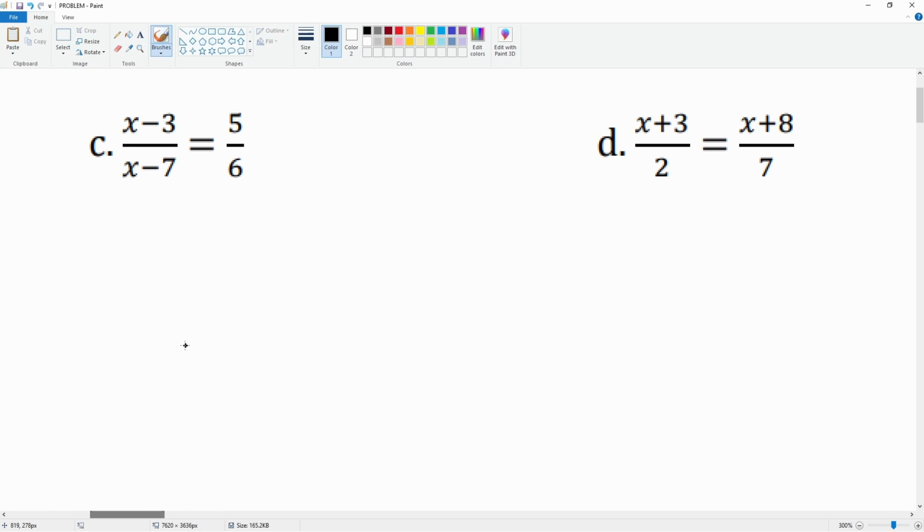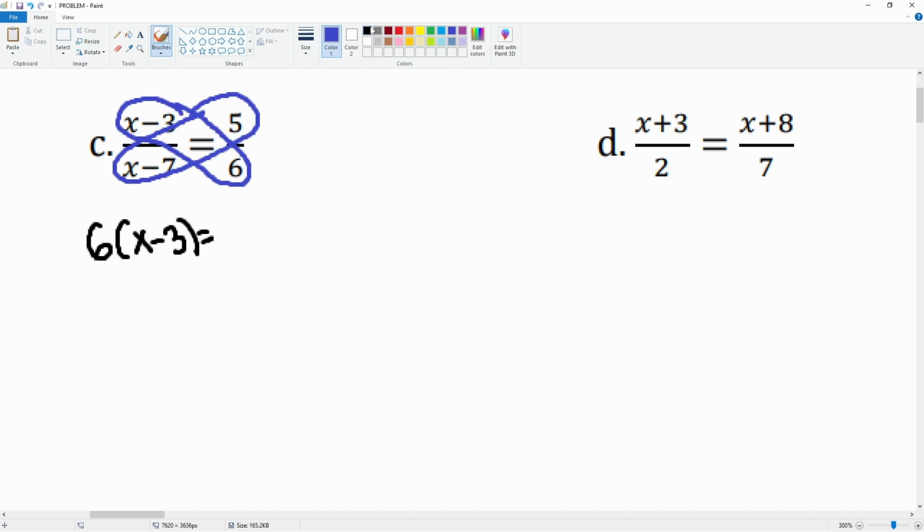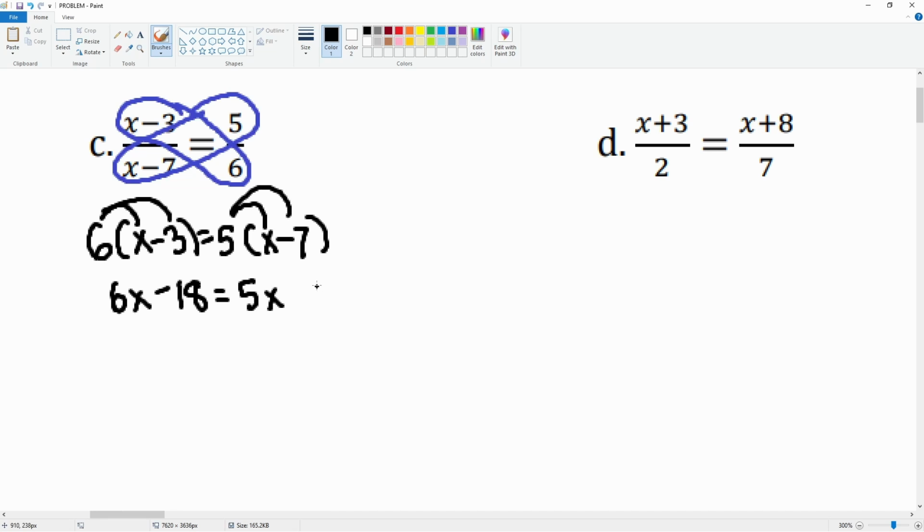Here, same thing, it's a proportion, so we're going to cross multiply. So 6 times, so we can just put that in parentheses, x minus 3 is equal to the other side, 5 times x minus 7. 6 times x is 6x. 6 times negative 3 is negative 18 is equal to 5 times x is 5x. 5 times negative 7 is negative 35.